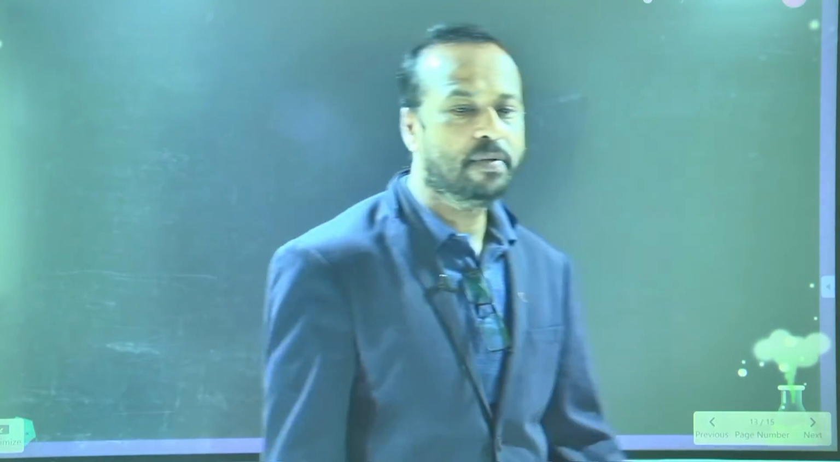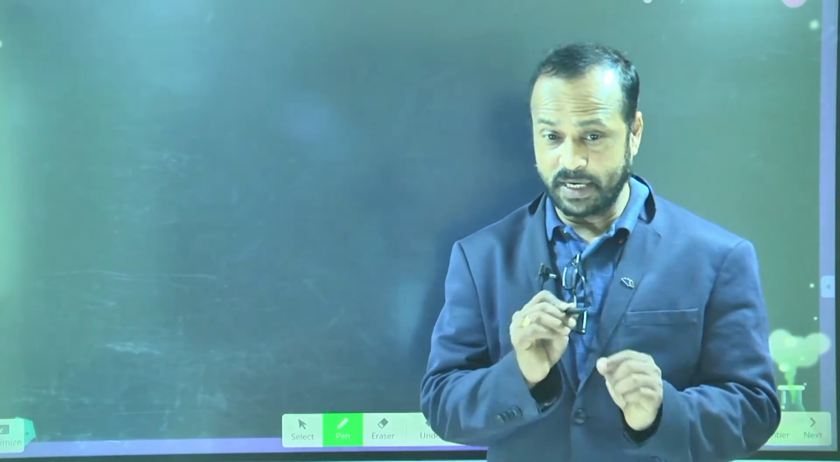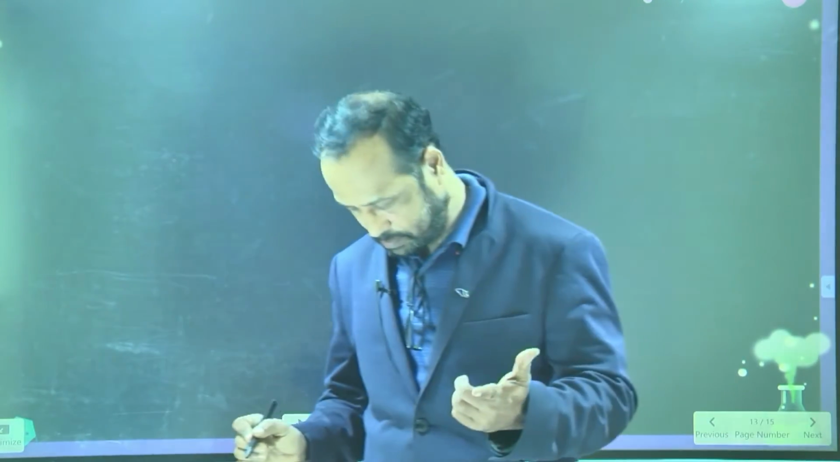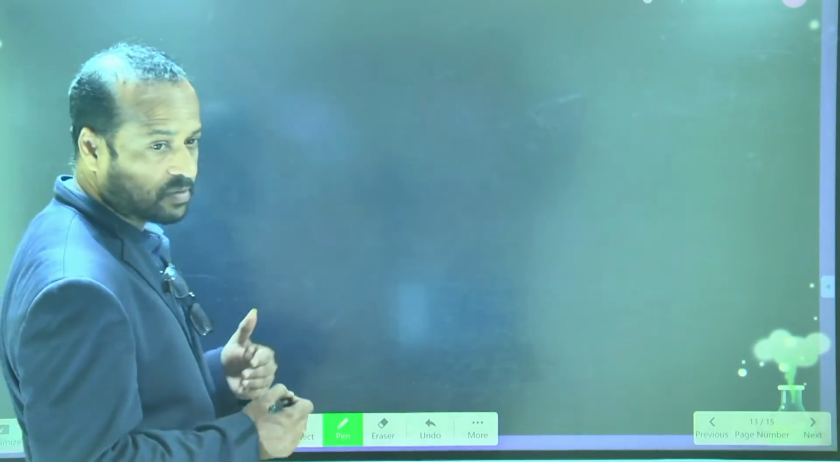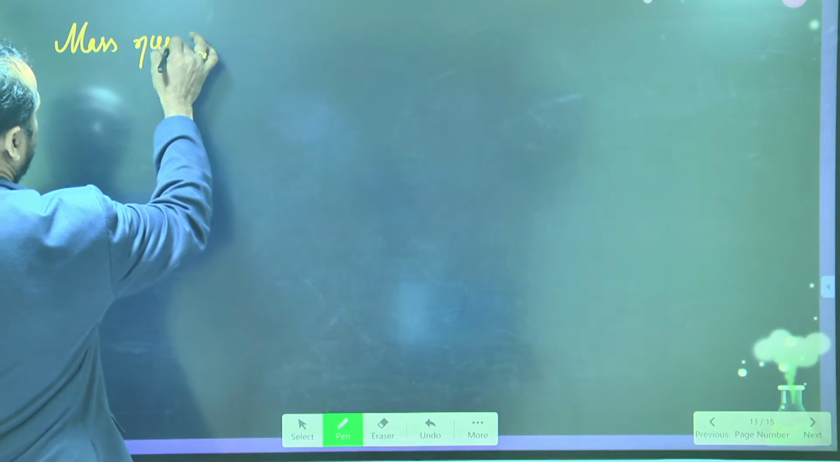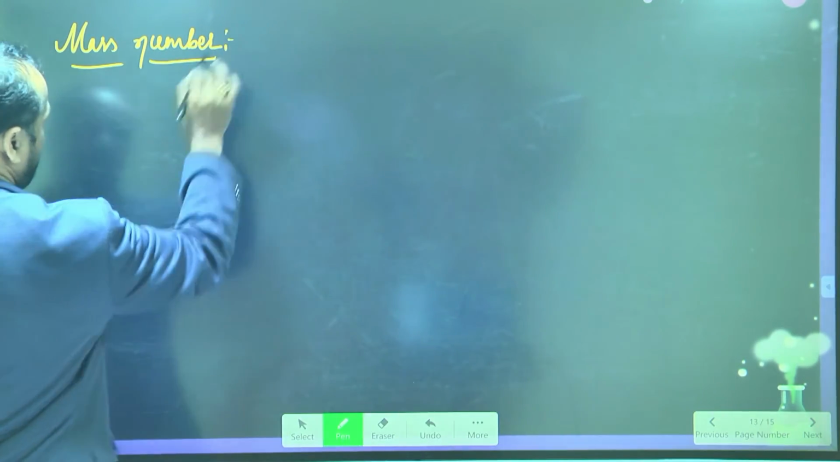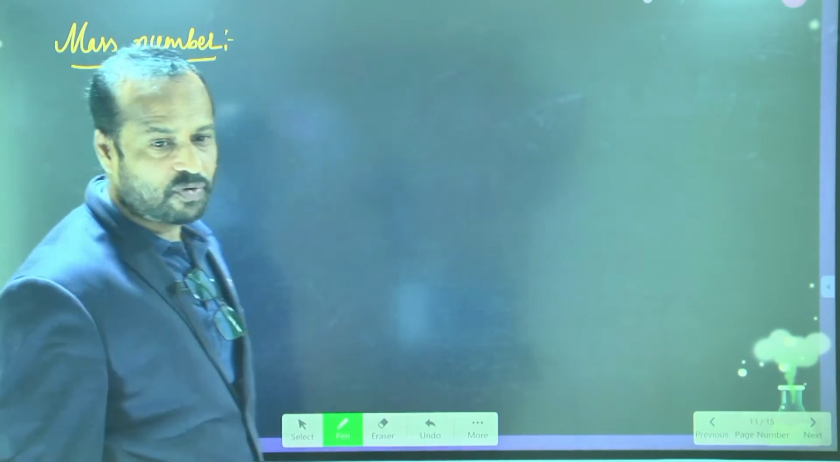Now this atomic number is done. Now let's go to the mass number, or atomic mass, anything we can say. The difference will be there a little bit. I'll explain in later classes, because now we are in 7th only. When you go into the depth of the subject, I'll explain one by one. As of now, we take the mass number. Mass number is like atomic mass. Atomic mass means the mass of an atom.